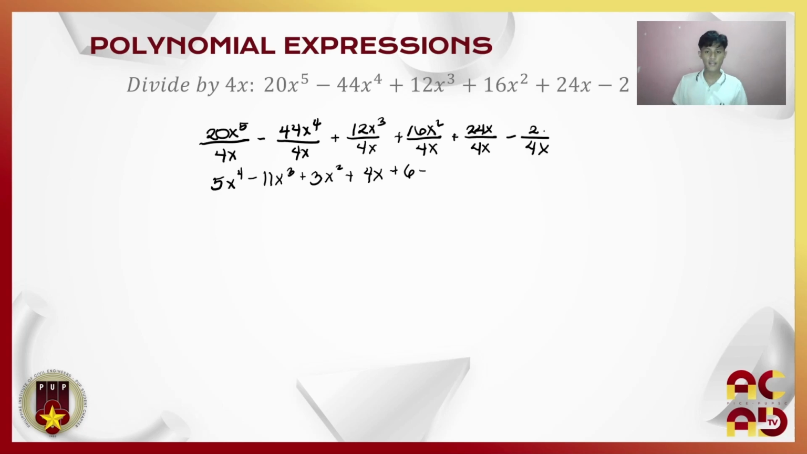And then here, since we have no x, it just stays there in the denominator. And this 2 over 4, we also can't make it a whole number. So all we can do is reduce it to lowest terms. So it becomes 1 half, so 1 over 2x. So this is our final answer for this sample problem. So 5x raised to 4 minus 11x raised to 3 plus 3x squared plus 4x plus 6 minus 1 over 2x.